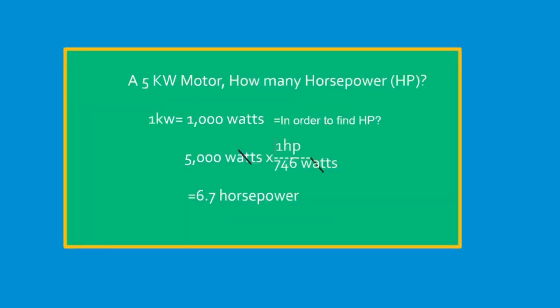Next question. A 5 kilowatt motor, how many horsepower? We know that 1 kilowatt is 1,000 watts. In order to find horsepower, 5,000 divided by 746, the result is 6.7 horsepower.